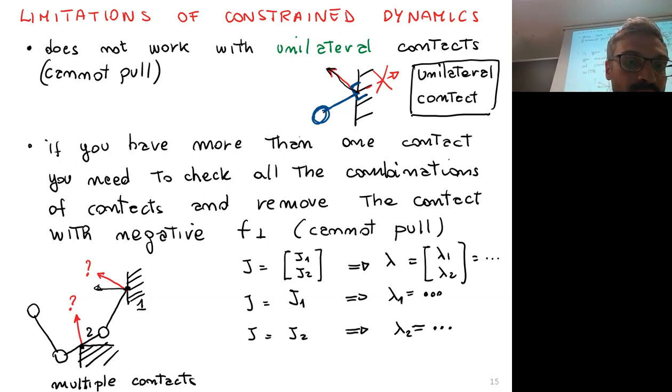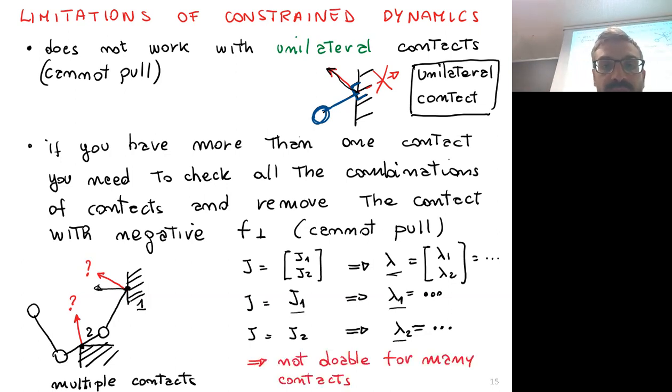Let's think you are in these two contact situations, you already have three combinations: one in which both contacts are active and you compute the lambdas, one in which only the first contact is active and you compute the lambda, and the other one when the second contact is active and you compute the lambda. And if the lambda becomes negative in a normal direction, then it means that you are pulling, so you need to remove that contact assumption.